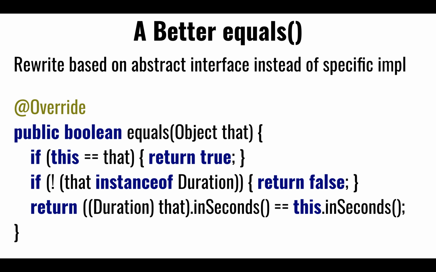Yes? In your signature, do we always override the equals that takes in an object, rather than have one that takes in another duration? Yes, this would be object. Otherwise, it would not be an override. The signature of equals takes an object. Then it would be an overload. So if it's something other than duration, it would call this one, but if it's a duration, then it will call your new one.